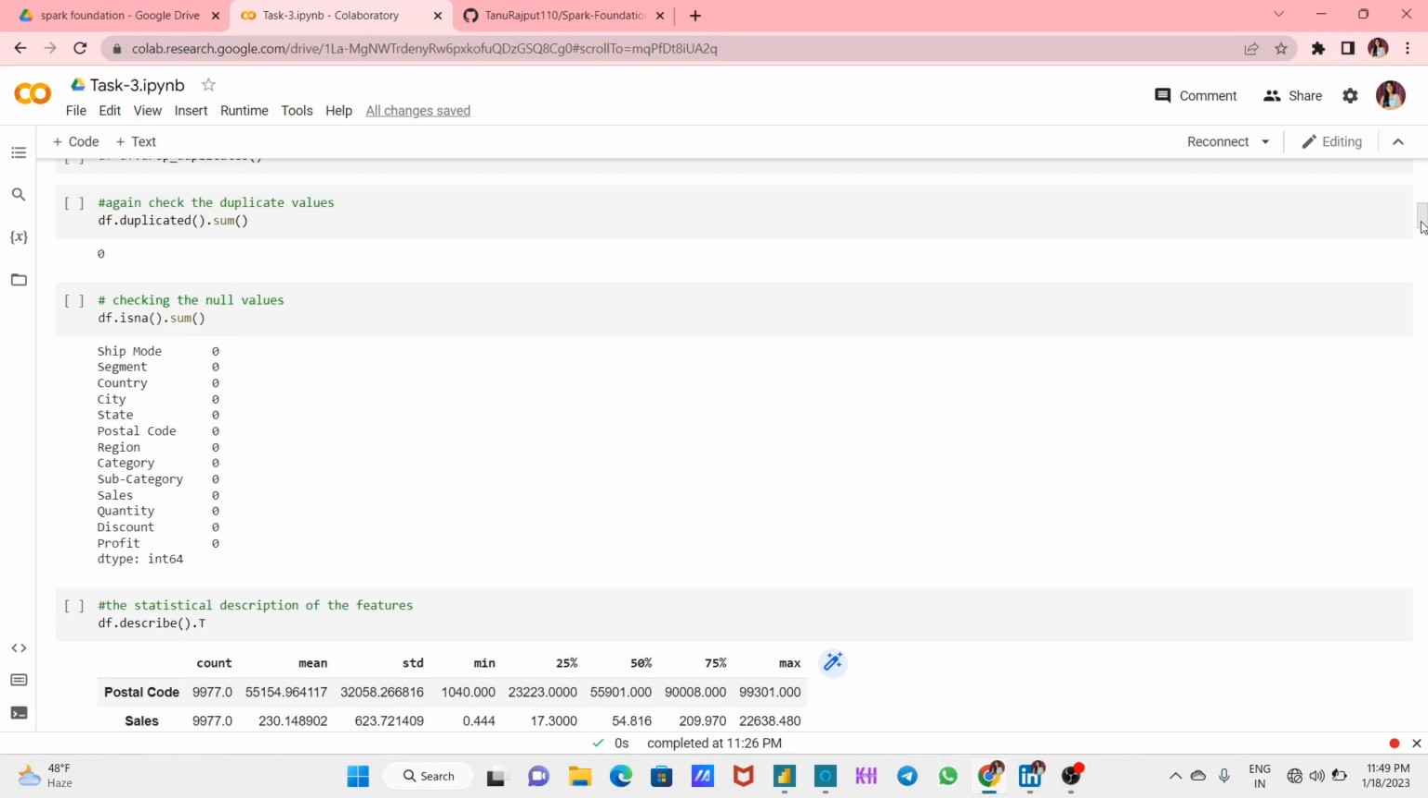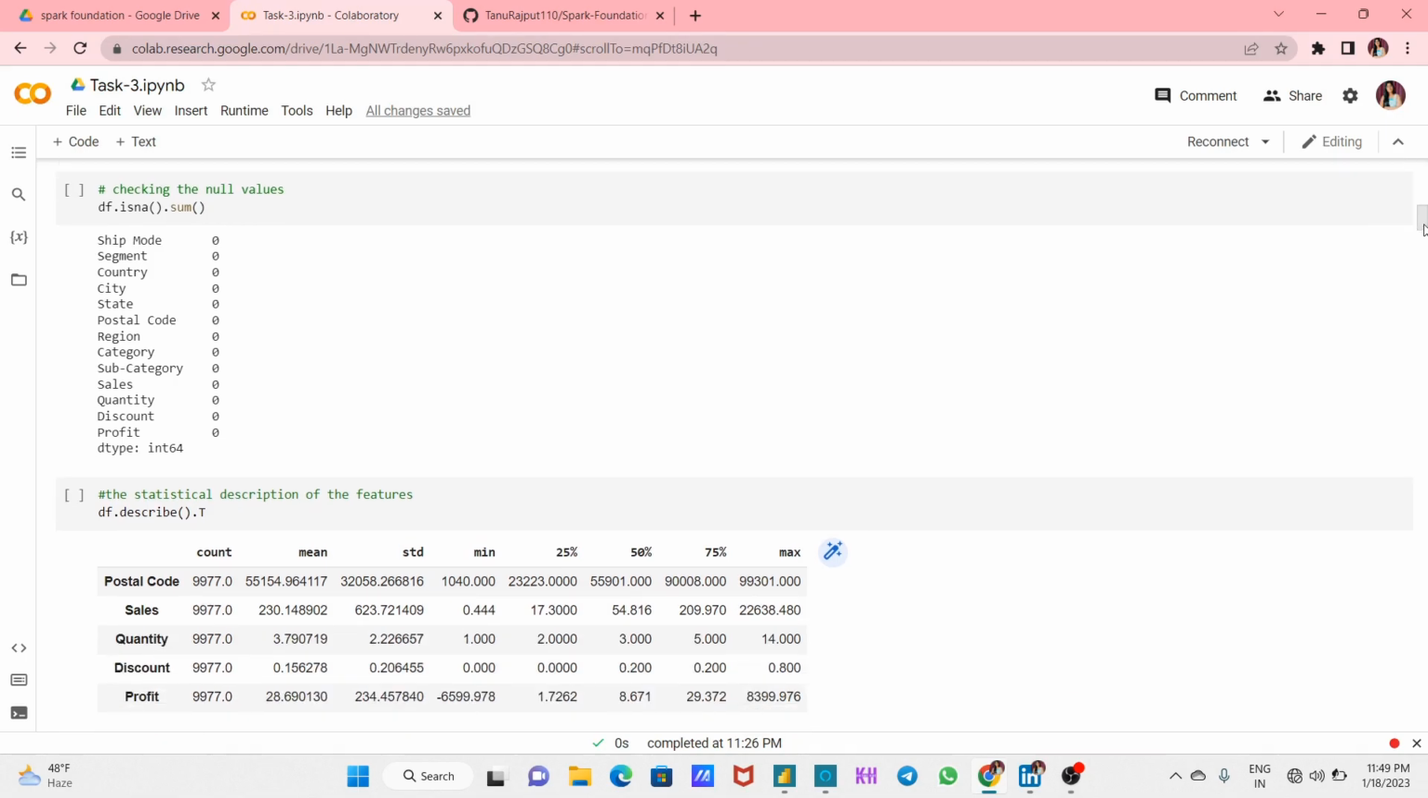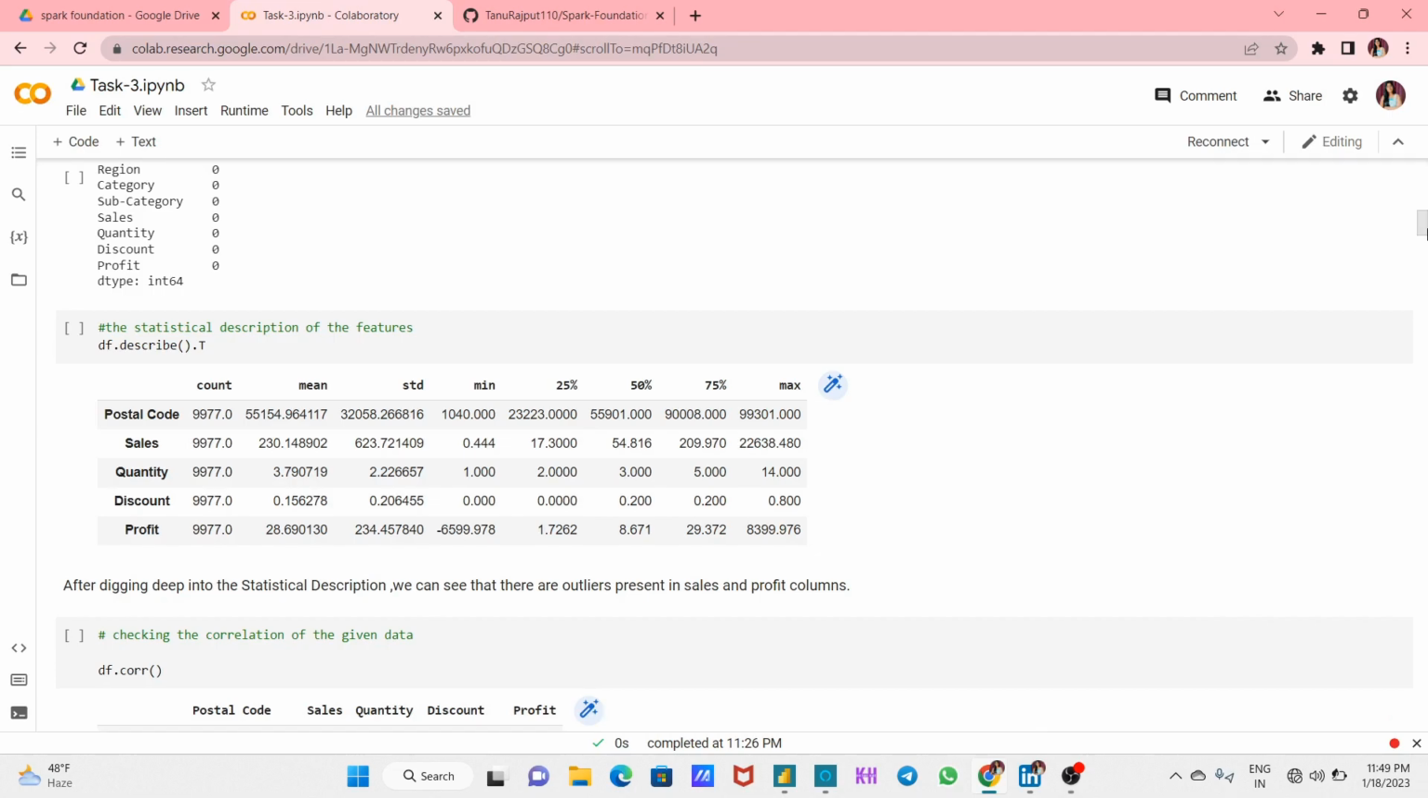After checking null values and duplicates, it's time to see a statistical description of the features. So here we can see that sales has a mean, standard deviation, this is minimum, this is for 25%, this is for 50%, which is also called the median, this is 75%, and this is maximum. After digging deep into the statistical description, we can clearly see that there are outliers present in sales and profit. How can we say that?